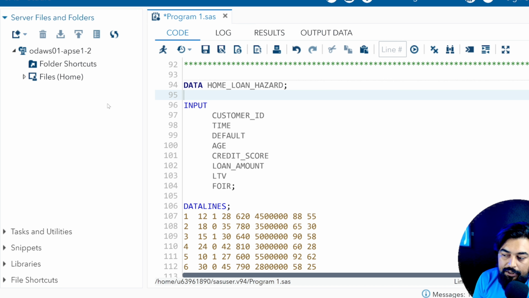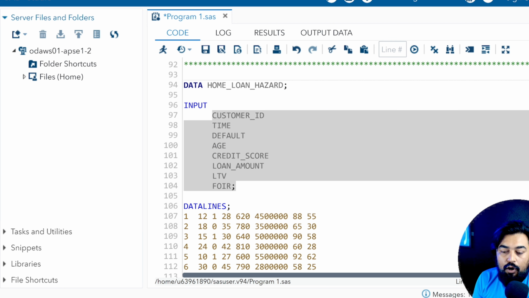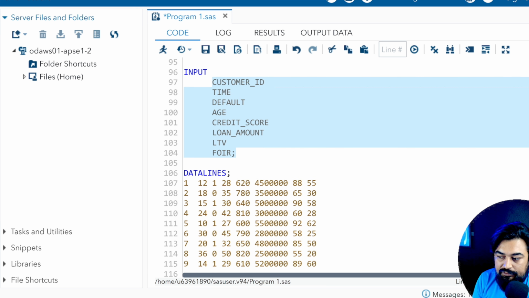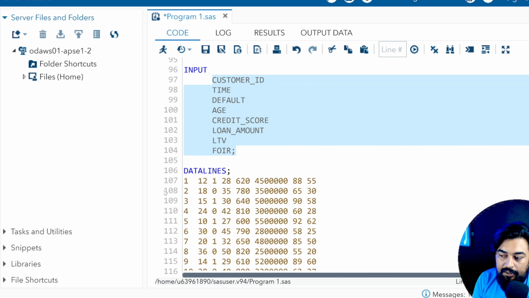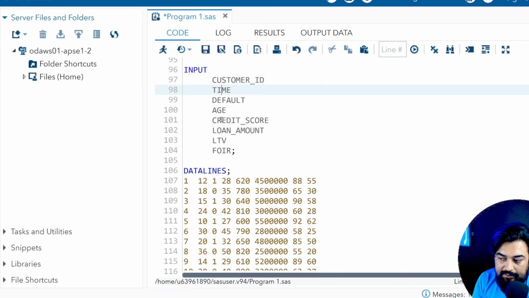Then I am defining the variables inside that. Input is used to define the variables, and these are the names of all the variables. After that, we define all the columns that will be present in this data set as per the values. We have already defined that. Now using the data lines, we are giving the value to each of these columns. Customer ID, for example, is 1, then time is 12 months, then 1 is the default flag, then 28 is the age, then we have the credit score, then loan amount, then we have the LTV value which is 88, then we have the FOIR which is 55. Similarly, you can understand this for all these 20 observations.